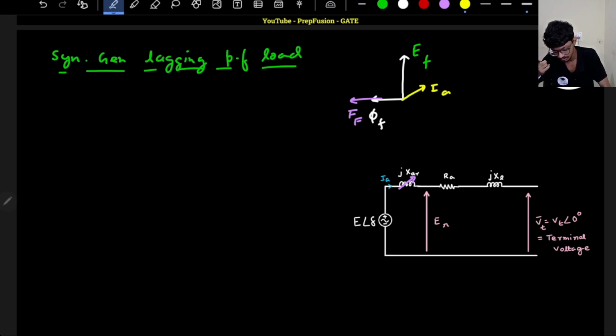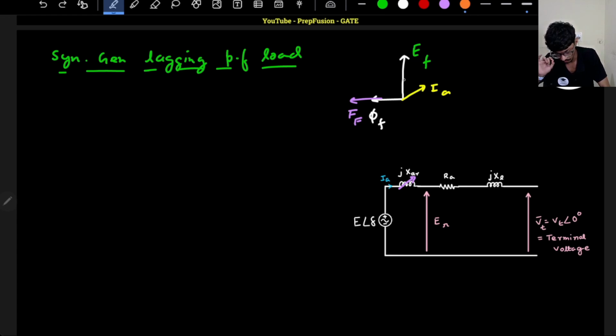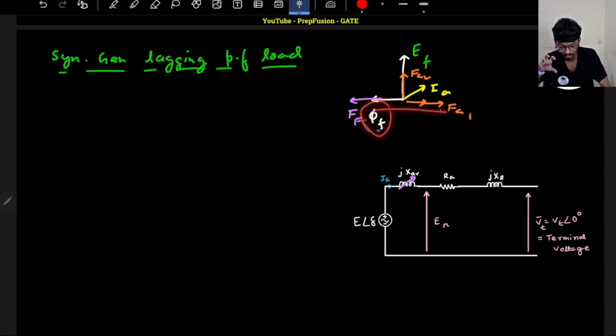So this will have two components. One will be the cross magnetizing component. In the previous lecture we discussed a purely lagging load. One will be cross magnetizing, and one will be demagnetizing, because this will produce a flux in the opposite direction. This will produce a flux in the vertical direction, so basically it will demagnetize this flux. Overall the flux will get reduced, so the effect will be cross magnetizing plus demagnetizing.